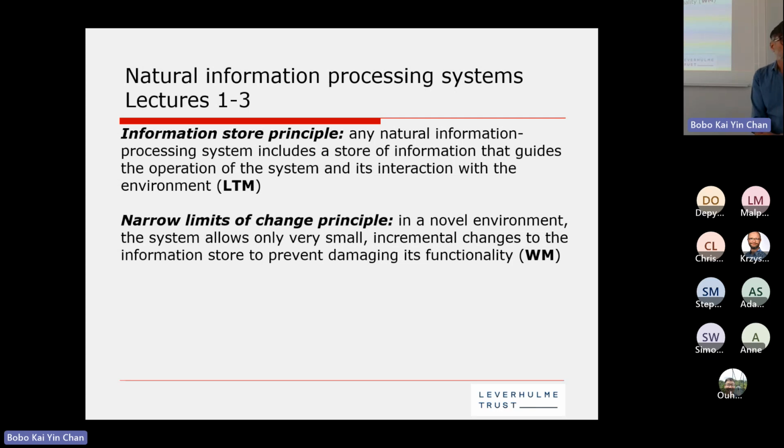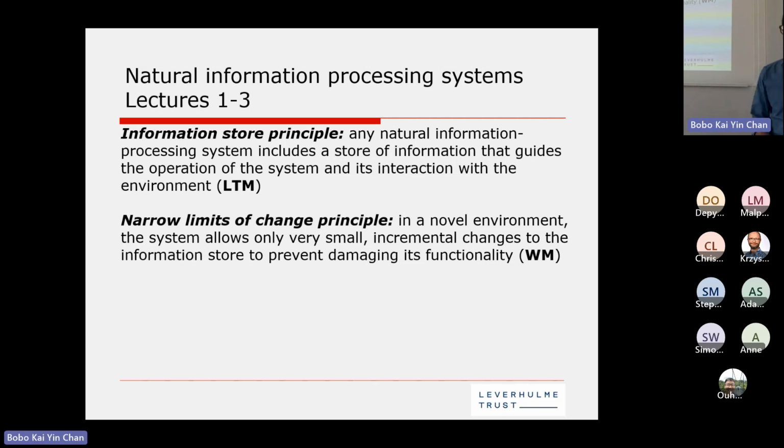Then we discussed working memory, which is essentially the implementation of this so-called narrow limits of change principle, which stipulates that when a system operates in a novel environment, it allows only very small, incremental changes to that information store. Otherwise, it could damage its operation, damage its functionality, if the changes were big. So in human cognitive architecture, working memory essentially performs this role. That's one of the roles of working memory from an evolutionary perspective.